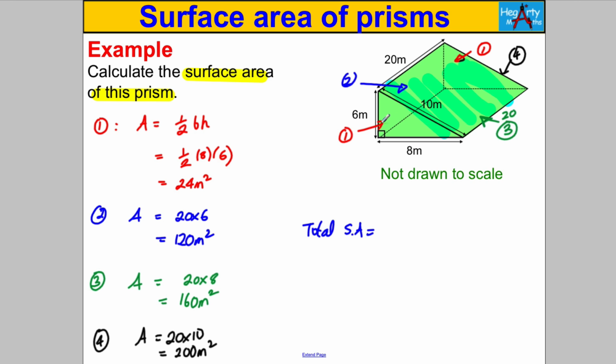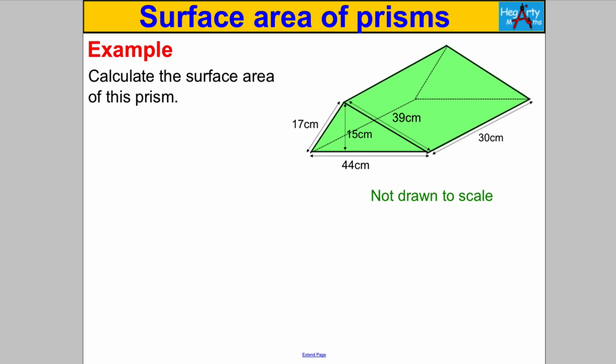Well, it's going to be two of the triangles, so two lots of 24, added to 120, added to 160, added to 200. Two lots of 24 is equal to 48. 120 add 160 is equal to 280. Add another 200 is equal to 480. And adding these two together, you're going to get 528, and the unit is meters squared, and we're done.